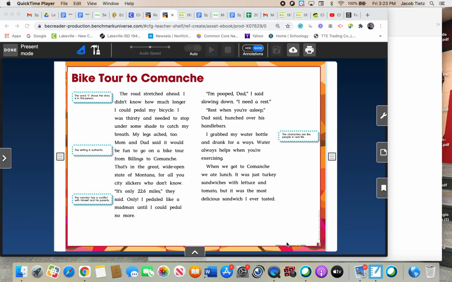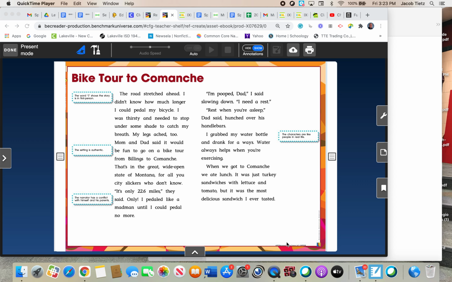The next one is characters, where we study the characters, how they react with others, what we learn about them, and how they learn within the story. And then there's conflict and resolution. The conflict being a problem that happens, and a resolution is how that character works through that problem. The conflict can be the character with himself. It can be with nature. It can be with other characters as well.